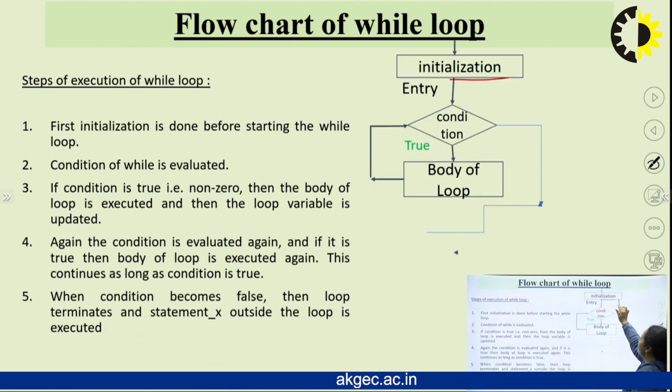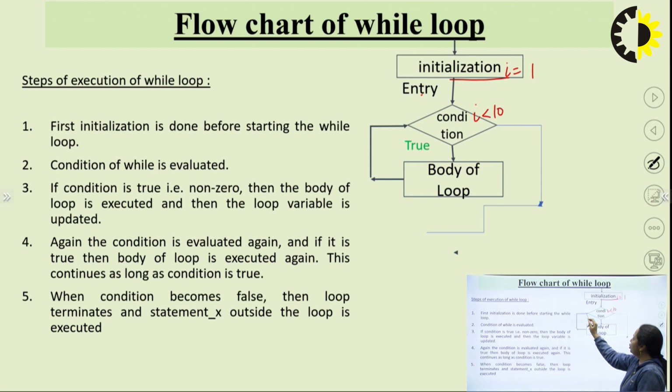Here I have taken the initialization condition, that is I is 1. Next, at the time of entry, the condition is checked, whether I must be less than 10. The condition is true, I is 1, I is less than 10 is true. If this condition is true, the body of the loop is executed. And within the body of the loop, the condition must get updated so that after some repetition of statements, the body of the loop will be terminated.